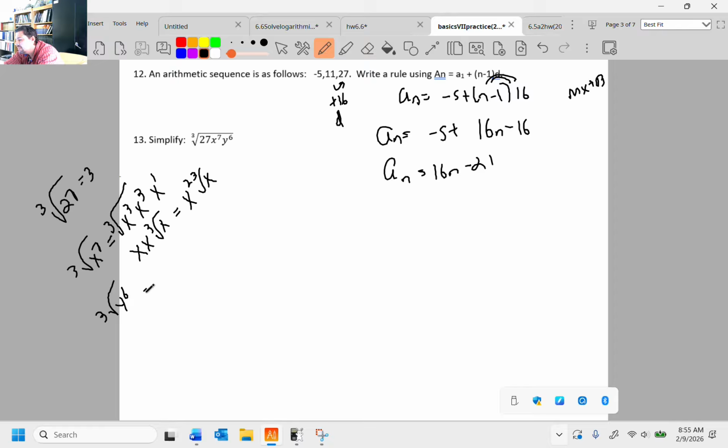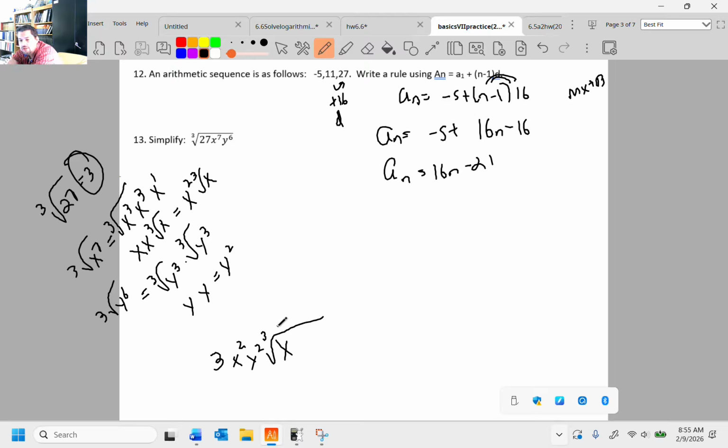Y to the 6th would be the cubic root of y cubed times the cubic root of y cubed. And each of those creates a y, and y times y is y squared. So I have a 3, a y squared and an x squared, and inside that radical, there is still a cubic root of x. This is a very low-level simplification problem.